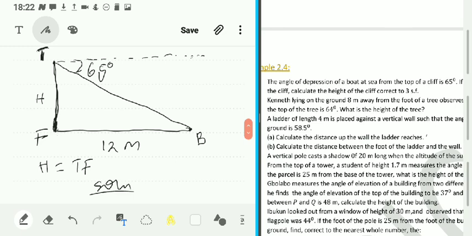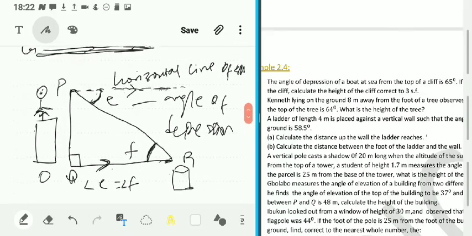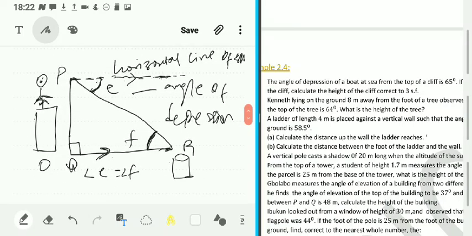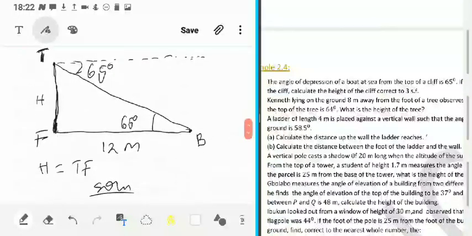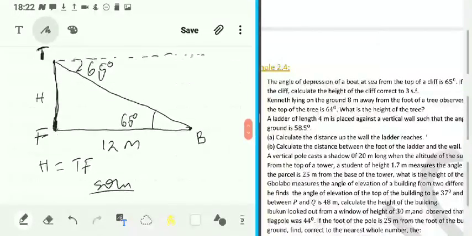Now you will recall from my explanations that the angle of depression from this point is equal to this angle at this point, because they are alternate angles. So in other words, this angle here is also 65 degrees. Then you will ask yourself a question: I have an angle given and I have a side of the triangle given. Which of the trigonometric ratios should I use?